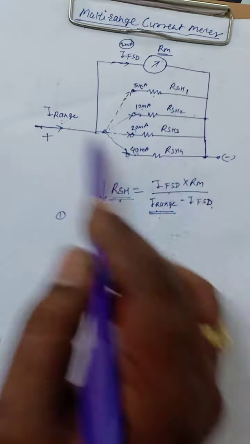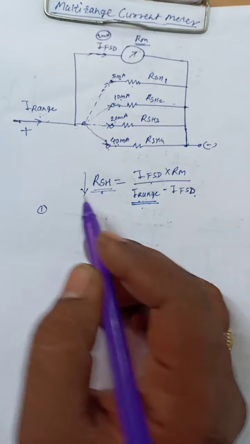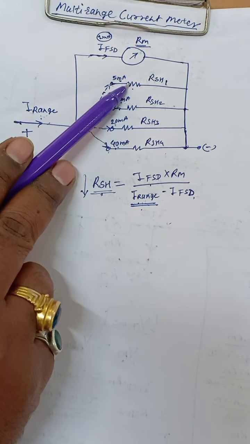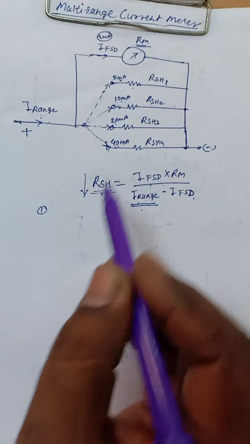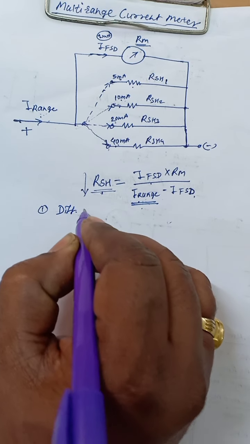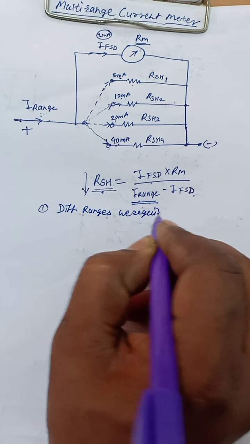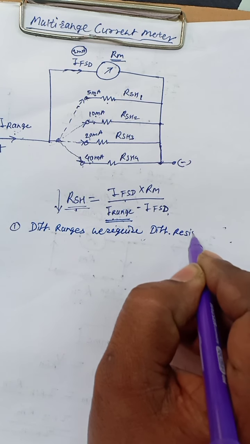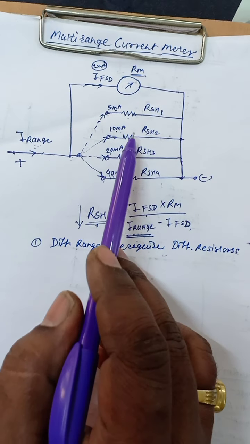So this arrangement has one or two disadvantages. The first disadvantage is that for different ranges we require different resistors. But in the market we don't find the exact value of the resistor.